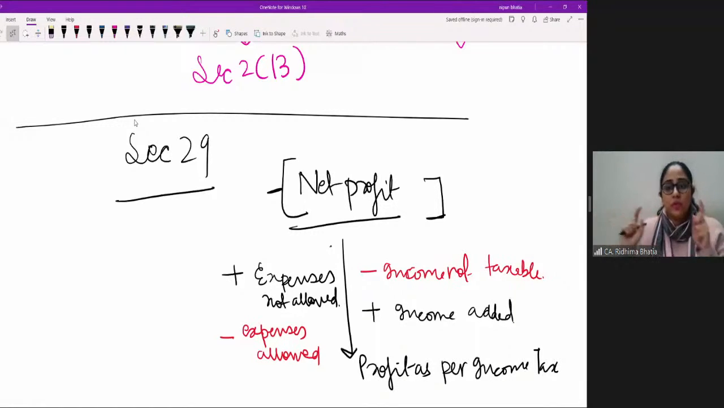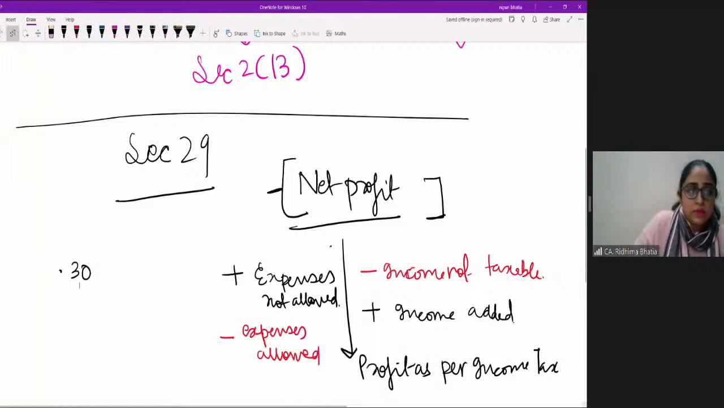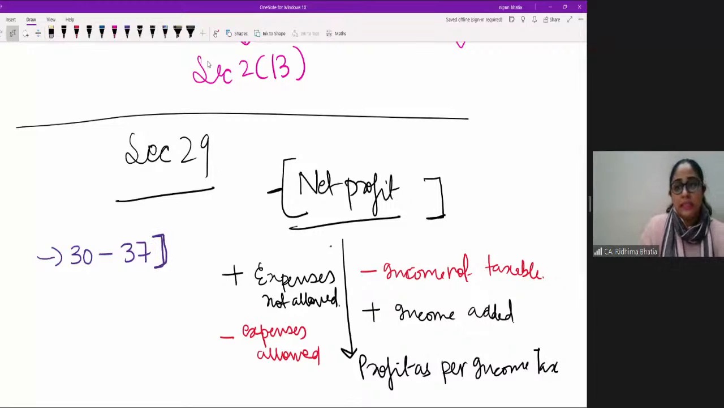See, no rule book will give you one simple proforma. The proforma is just being able to think what is included, what is not included, and what has to be included. Clear? Now if I go as per section 29, section 29 simply says you have to take all your admissible deductions which are there under section 30 to 37. Under section 30 to 37, all admissible deductions mean these are the expenses which are allowed.